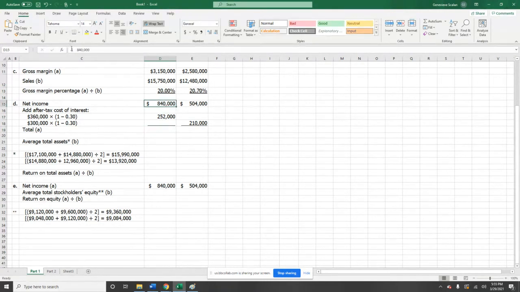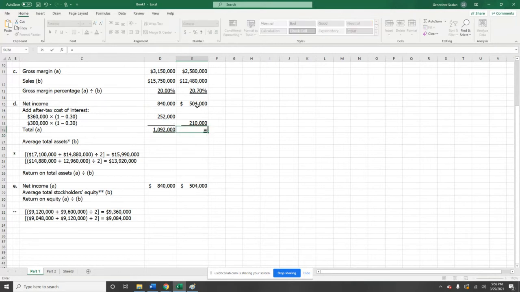Oh, this has got a dollar sign in front of it. It thinks it's a string. All right, that's more like it. Okay, so equal to this plus this. So we get 1,092,000. So that's our net income with our interest added back for current year.